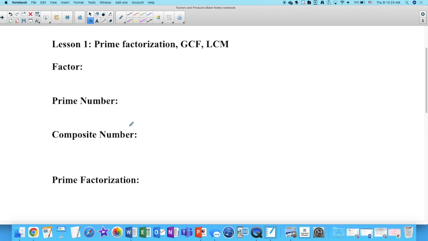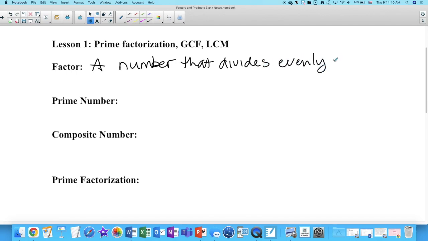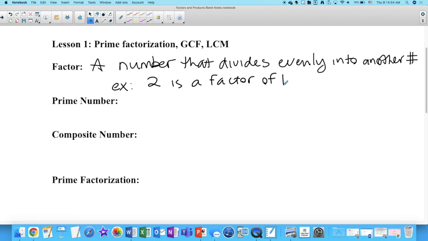Okay, so factor. A factor is a number that divides evenly into another number. Right? So for example, 2 is a factor of 10 since 10 divided by 2 equals 5.